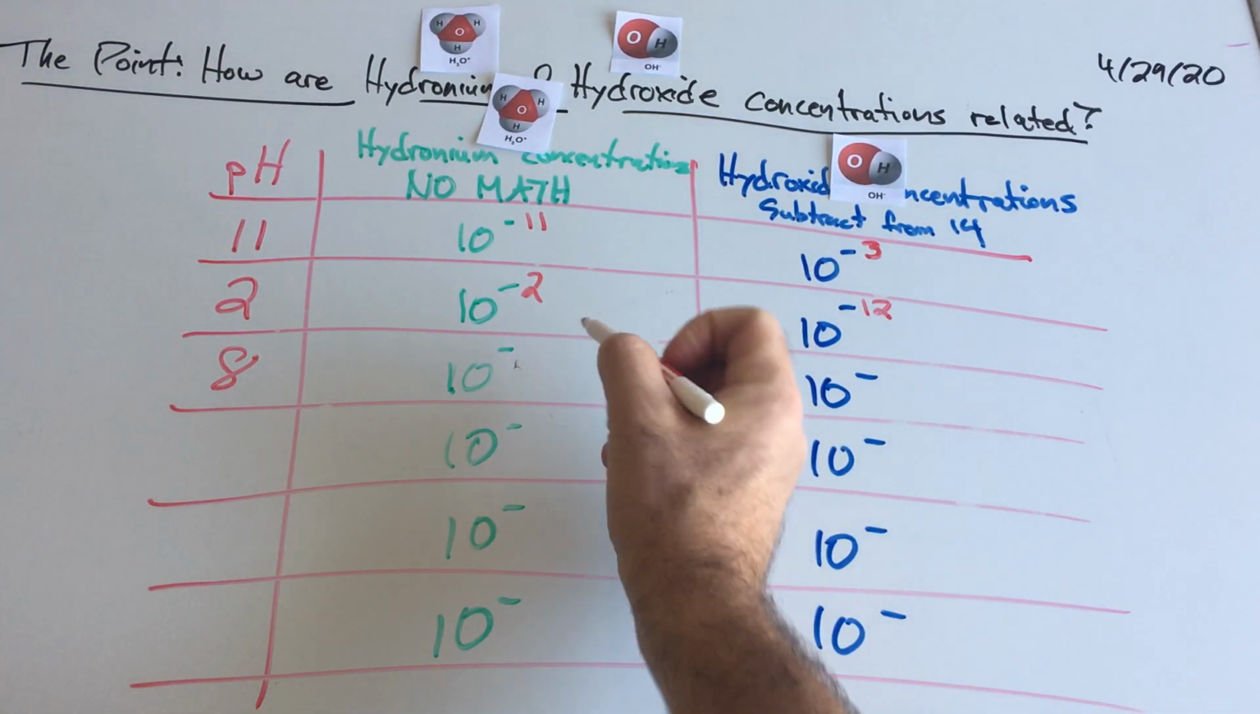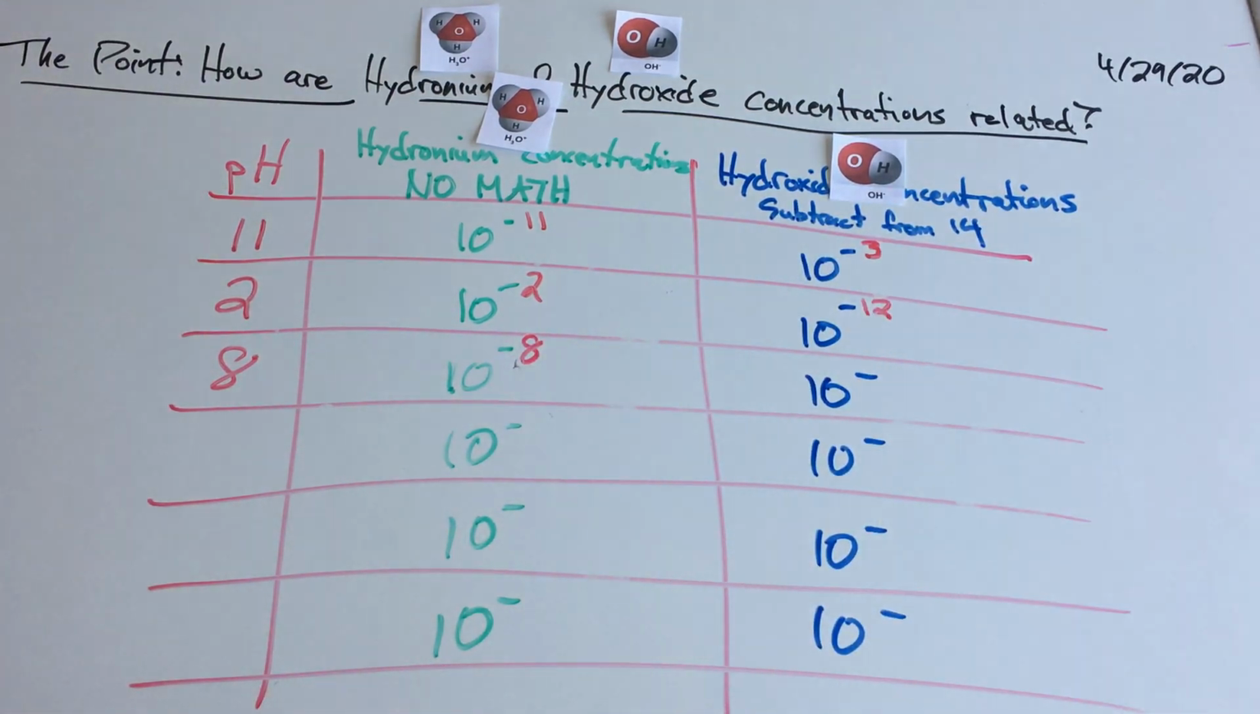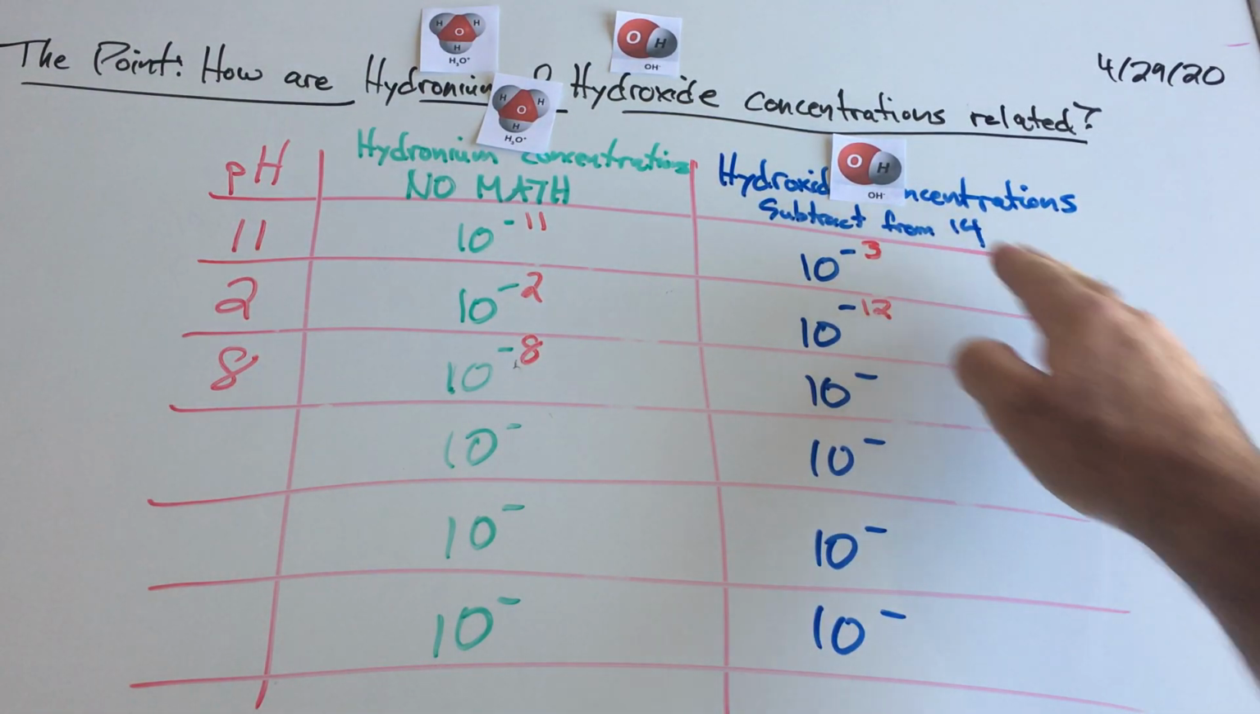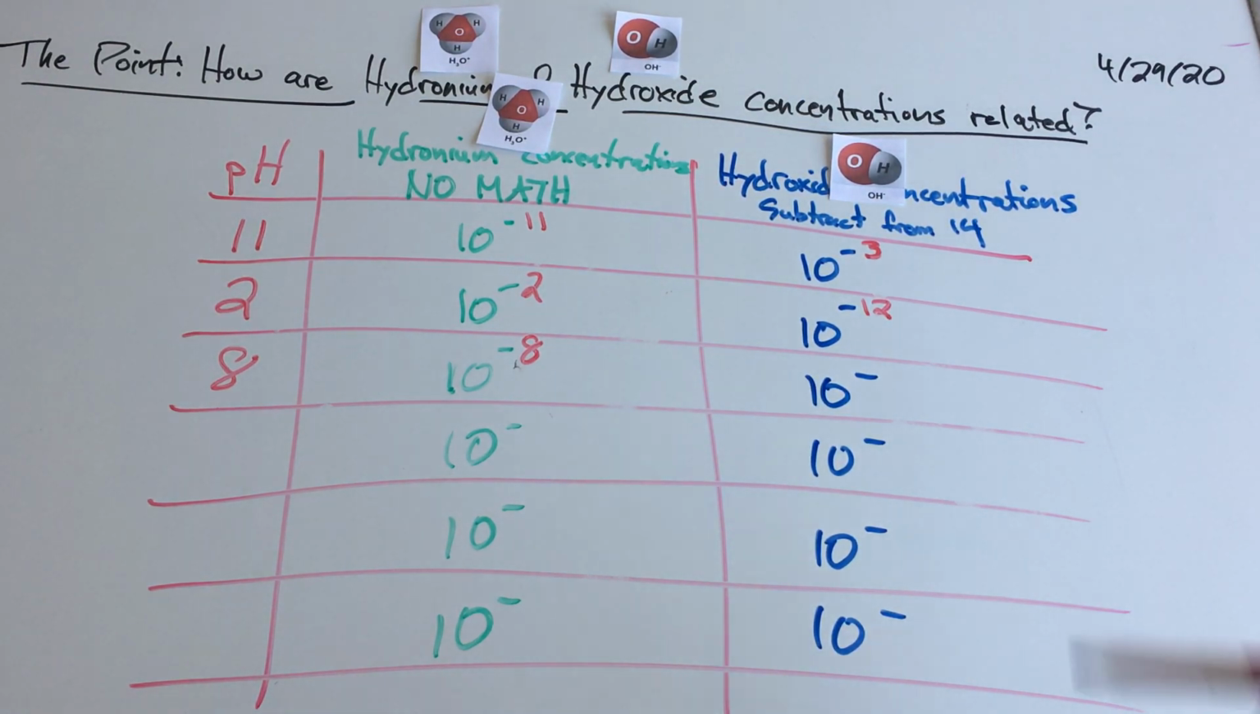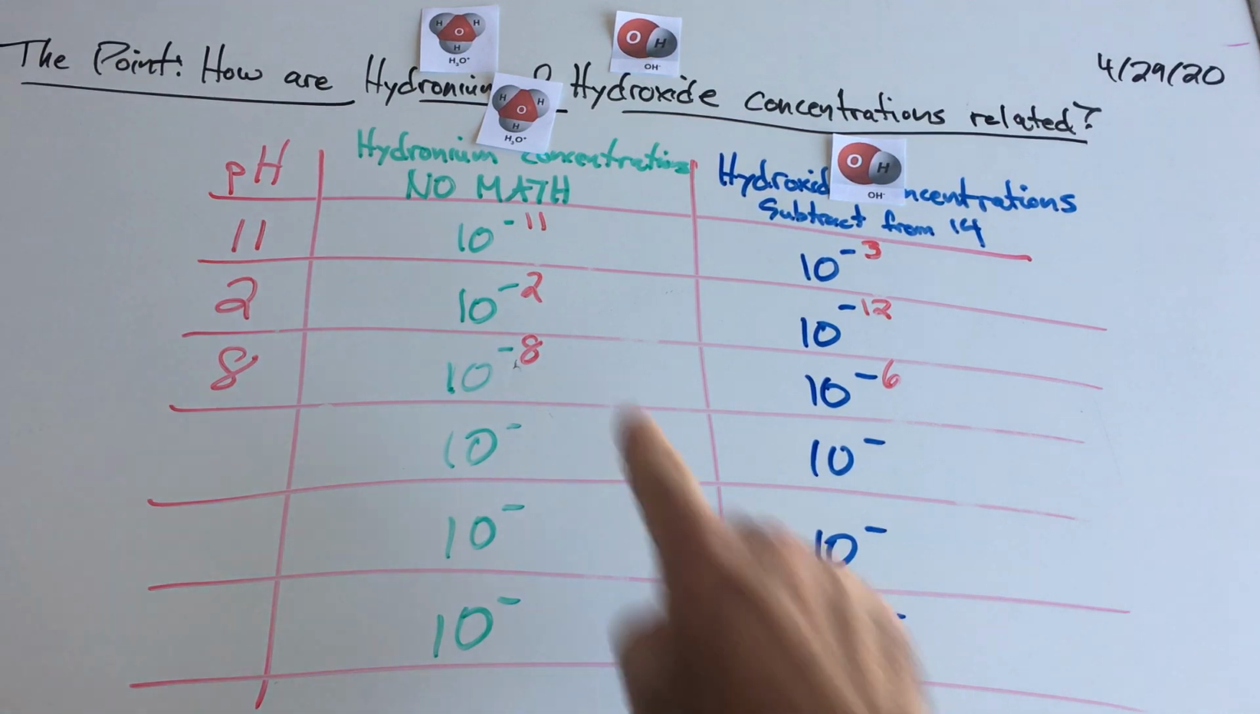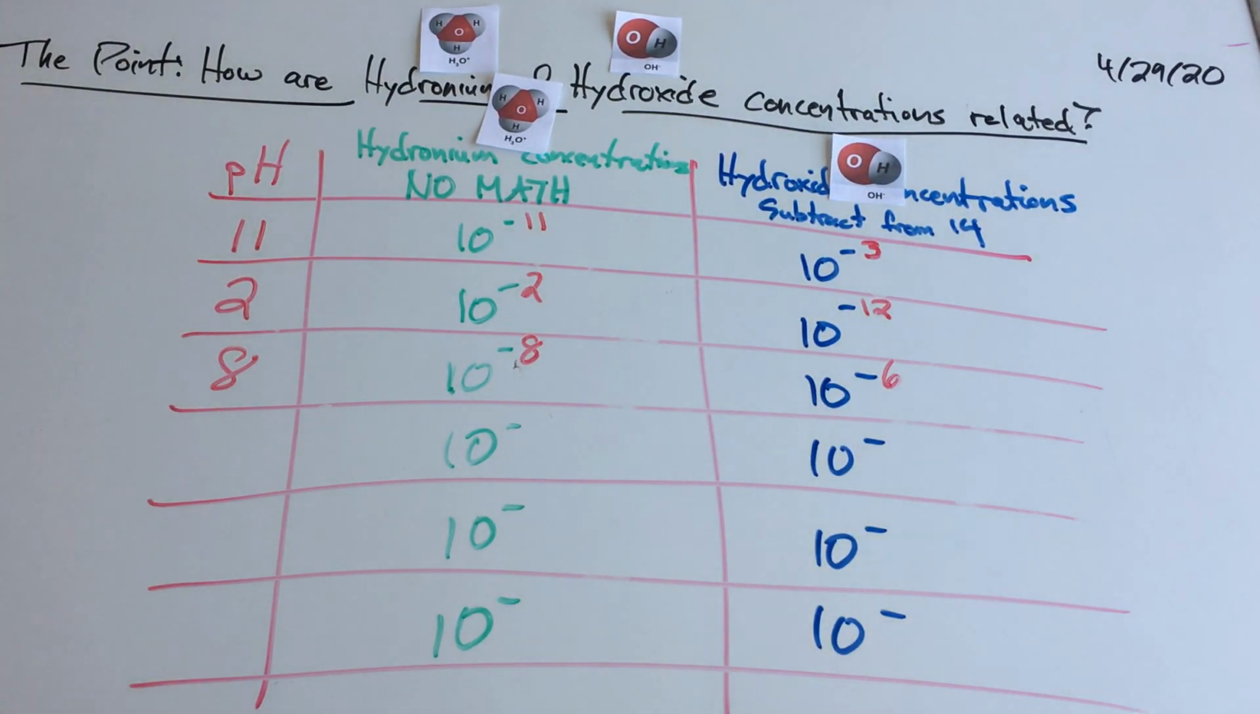And I go, okay, 10 to the negative 8, because I do no math. And here I have to subtract 8 from 14. I get out my calculator and I find out the answer is 6. And 8 plus 6 is 14, so I know I'm right. Hey, this is starting to feel kind of good. I kind of like this.